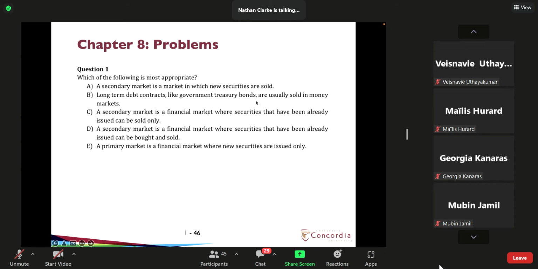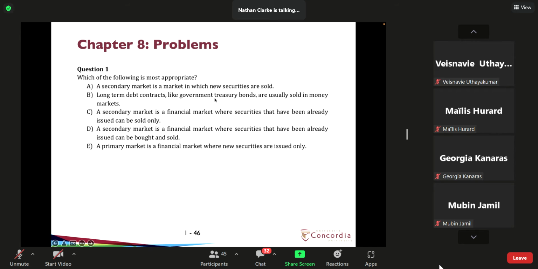Question 1, which of the following is most appropriate? So which one is true? What do you think? Okay, most people are saying the same thing. Most people are saying D, and you would be correct.